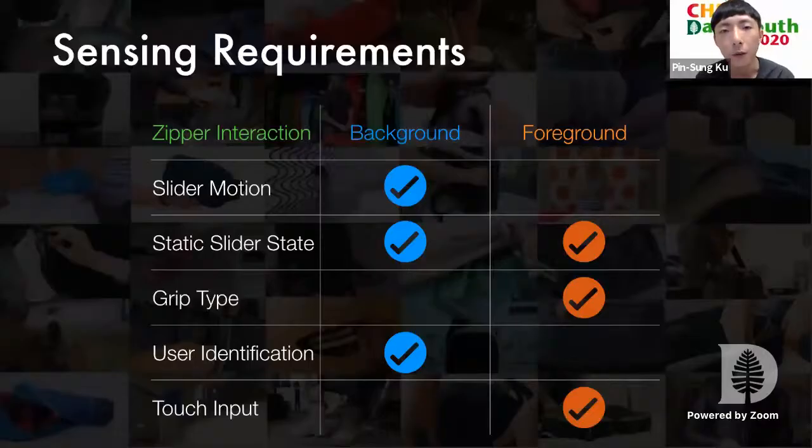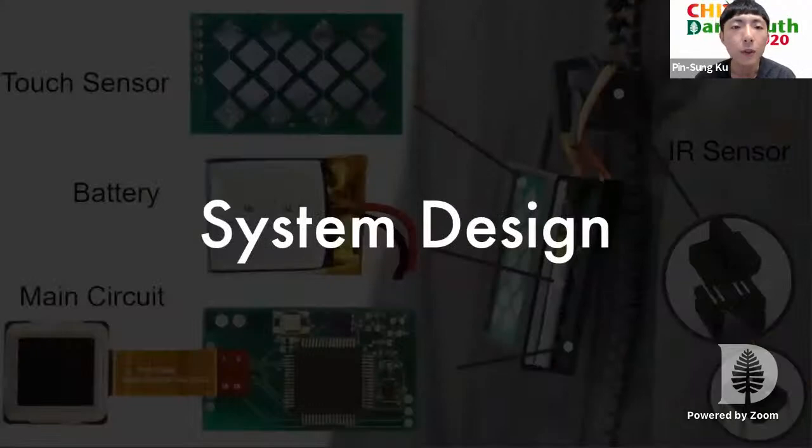Based on the outcomes of our observation and formative studies, we inferred several sensing requirements needed to enable foreground and background interaction. To demonstrate the feasibility of an interactive zipper, we developed a self-contained prototype to enable some of the interactions suggested by our studies.